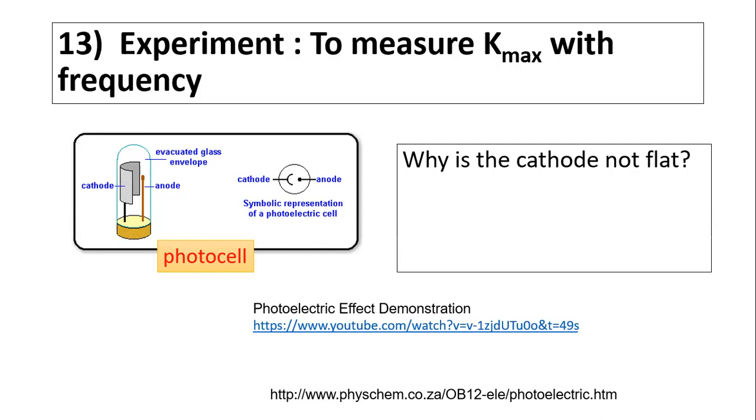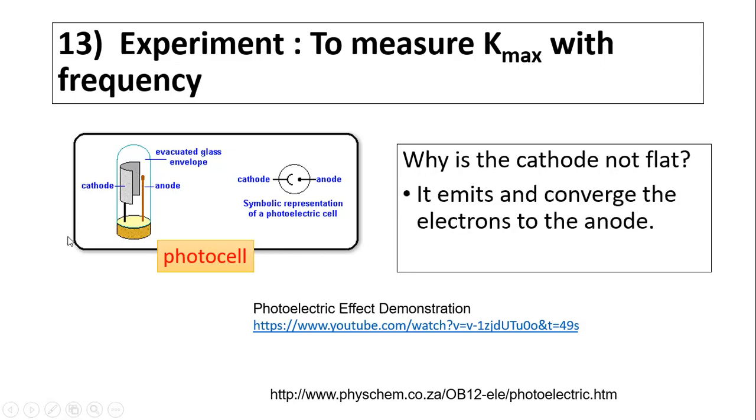I remember the electrons are emitted. If it's flat, not all of them will reach the anode. Right? You want all the electrons, if possible, to converge on the anode. So the cathode emits electrons and converges the electrons to the anode.